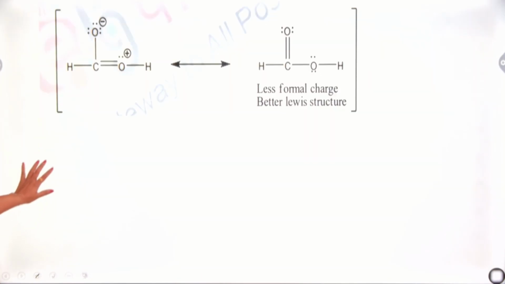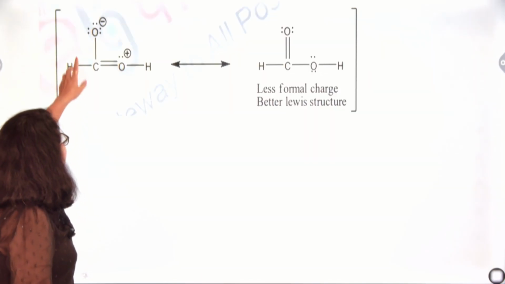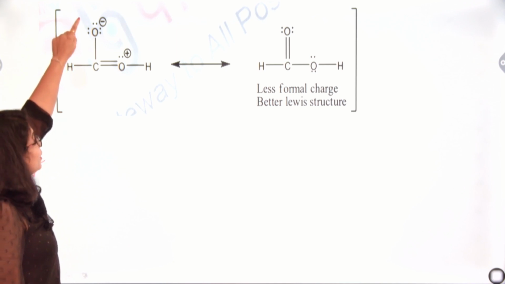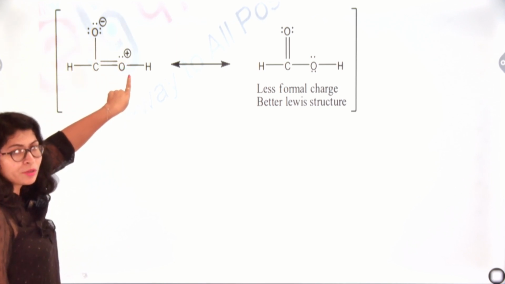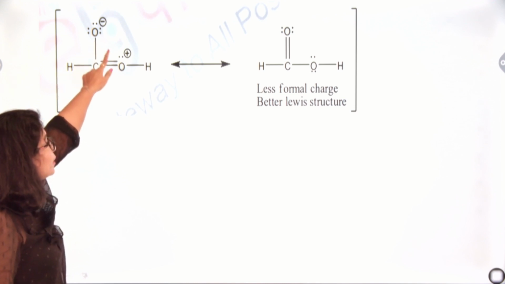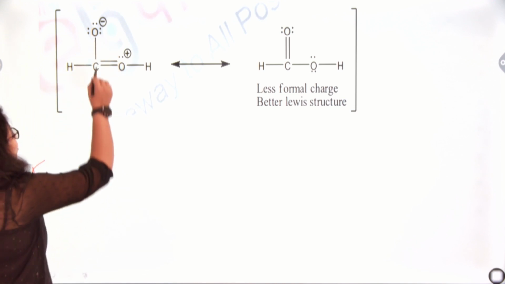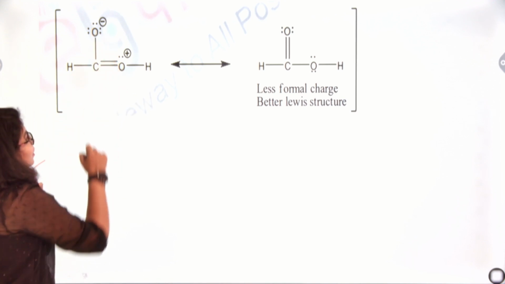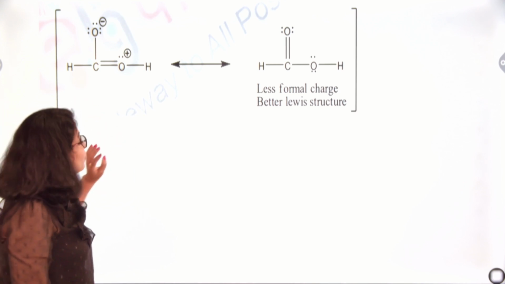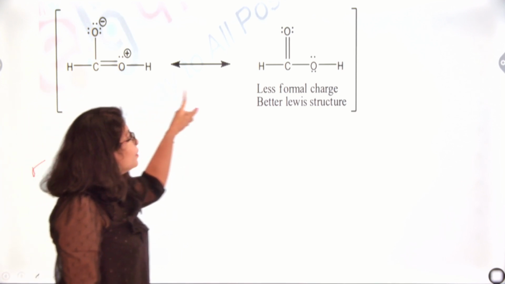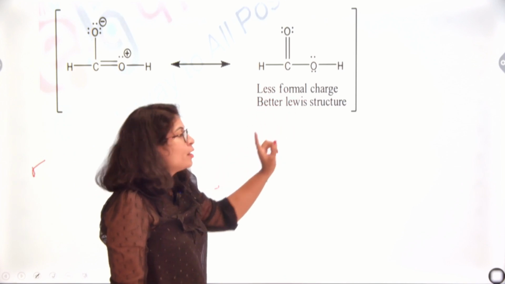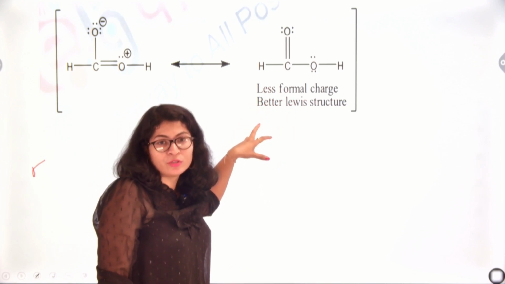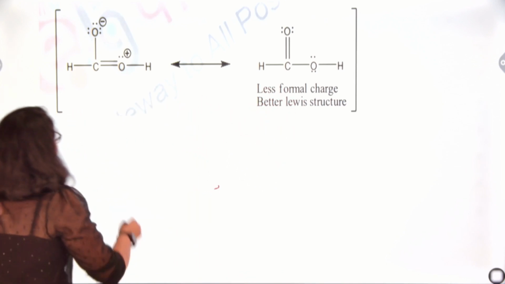Now, if I see this one, here there is a negative charge on the oxygen atom and a positive charge on this oxygen atom, because the lone pair has shifted to this. Due to this lone pair shifting, charge separation has arisen. If I see here, there is a less formal charge structure, and hence this is a better Lewis structure than this. How is it basically formed?